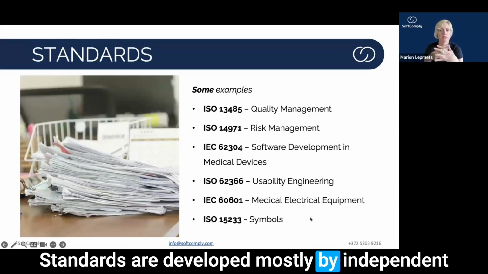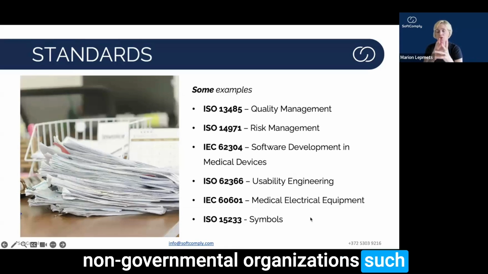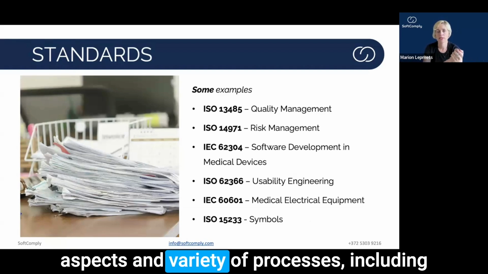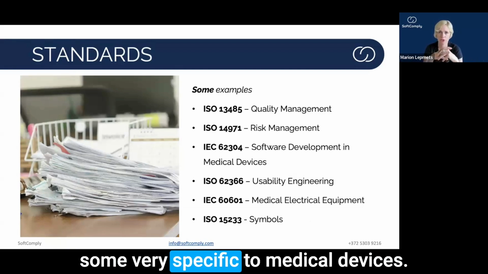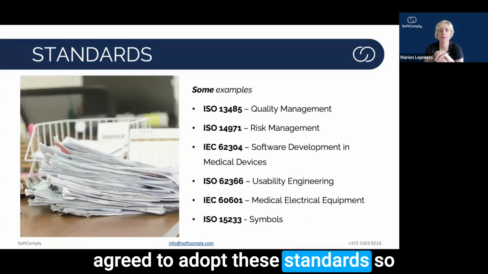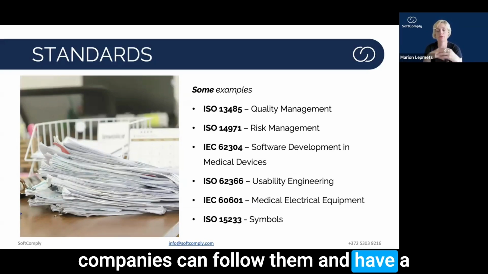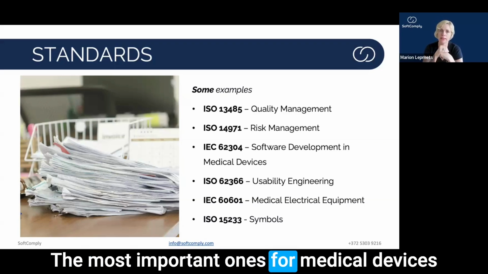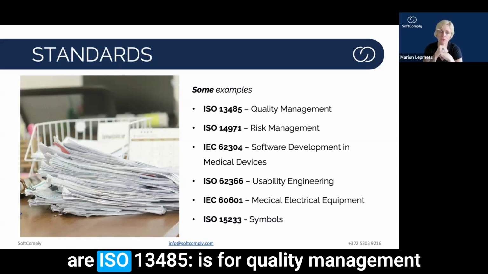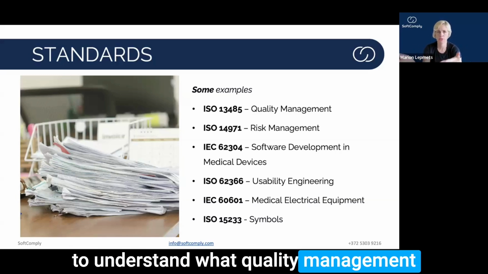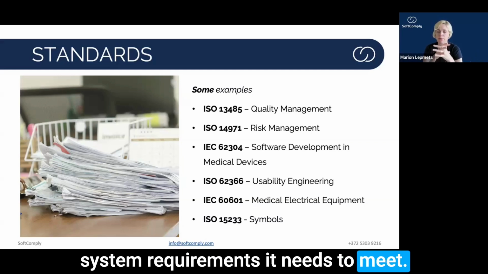Standards are developed mostly by independent non-governmental organizations such as ISO and IEC, and they cover different aspects and a variety of processes, including some very specific to medical devices. Governments around the world have agreed to adopt these standards so companies can follow them and have a presumption of conformity to the regulations. The most important ones for medical devices are 13485, which is for quality management system, and it really helps to follow that to understand what quality management system requirements you need to meet.